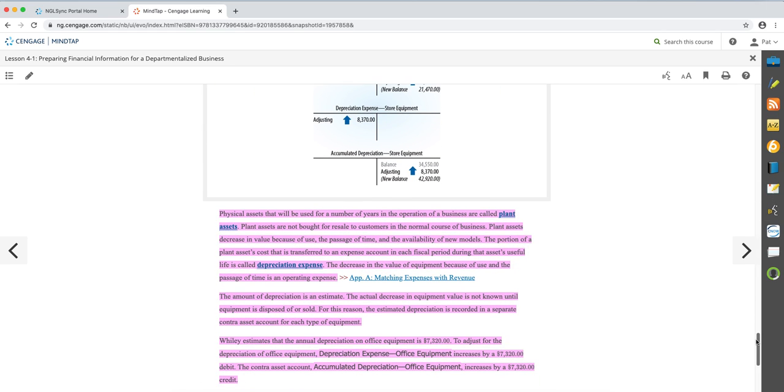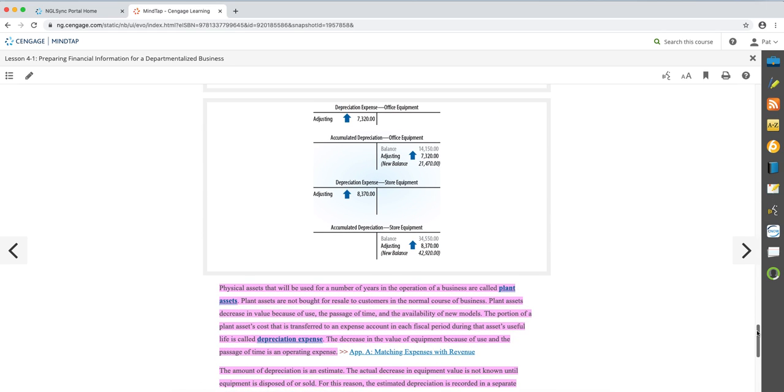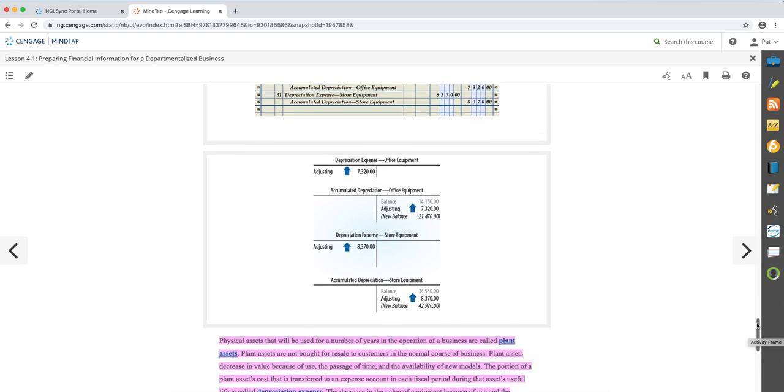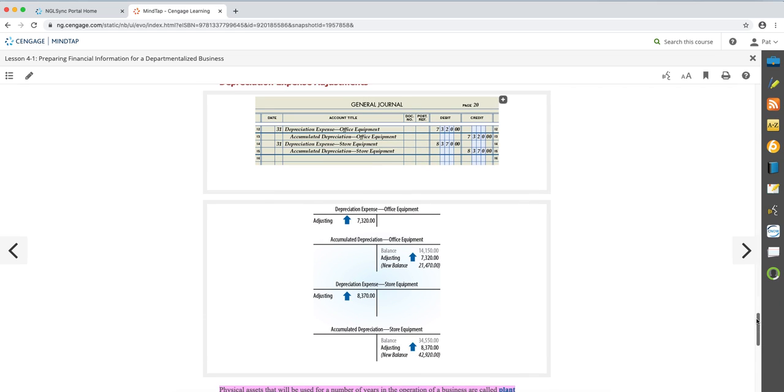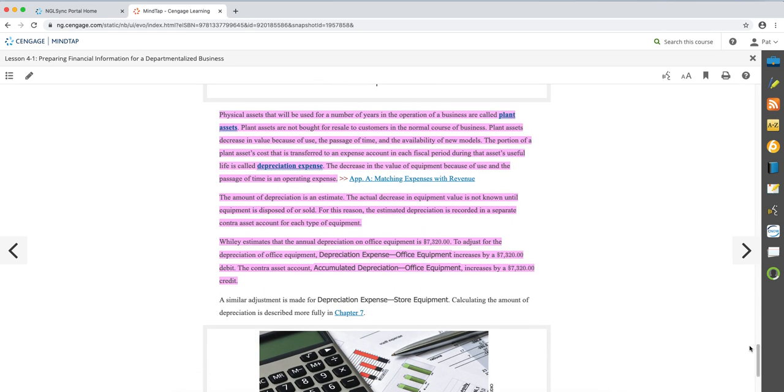Again, they're going through the same talk. This is a little more involved because we might have plant assets, we might have office equipment, we might have store equipment, so we need to talk. So you're going to see a debit to expense for office equipment. You're going to see a debit to the depreciation of store equipment. And then we will credit accumulated depreciation. Again, they talk about physical assets that are used throughout the year. It could be called plant assets.